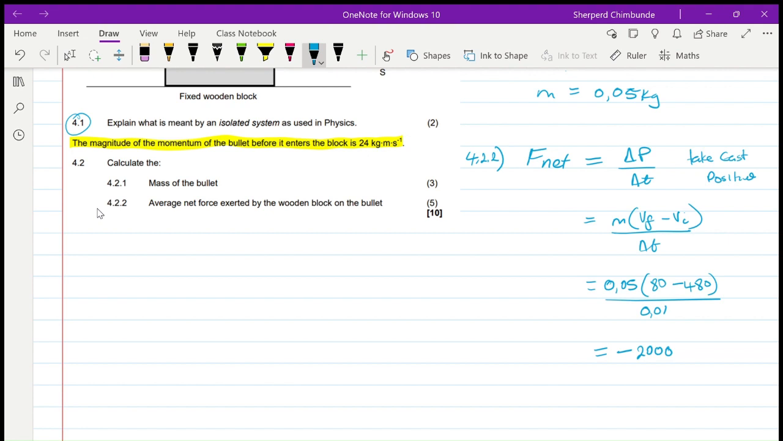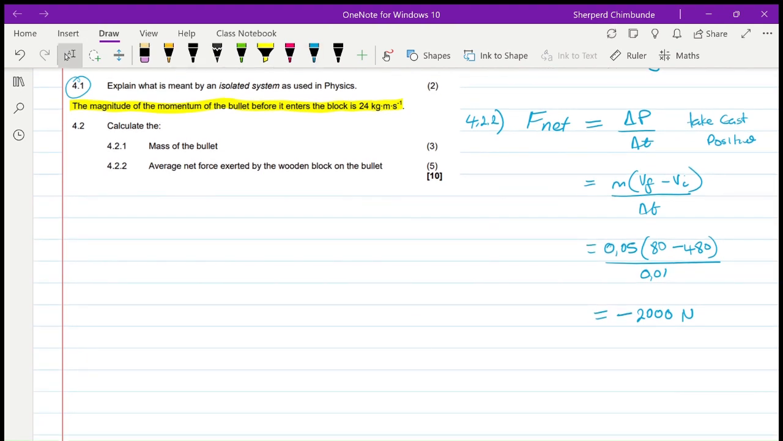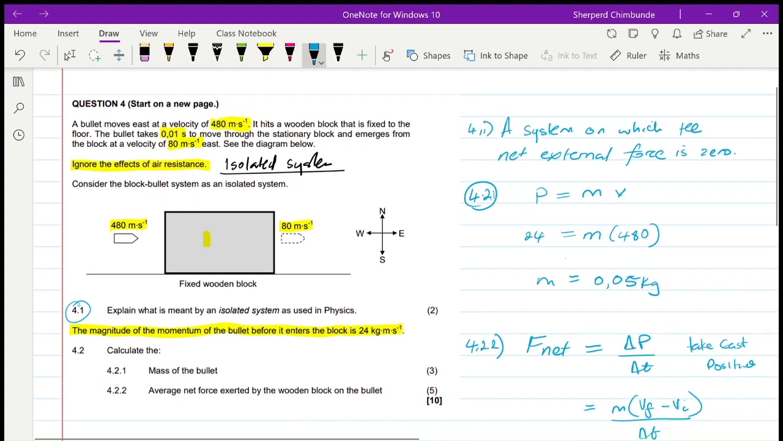Remember, the units are going to be in newtons. Now the minus 2000, you cannot leave it like this. That's where you now need to tell us that therefore the net force is actually 2000 newtons to the left. Right, that solves this question.